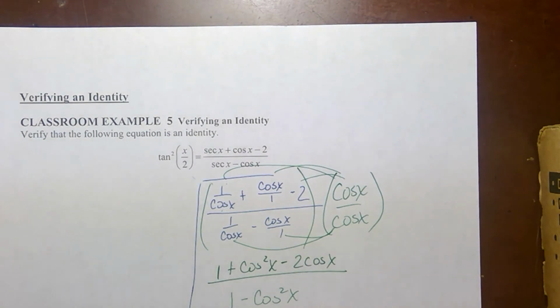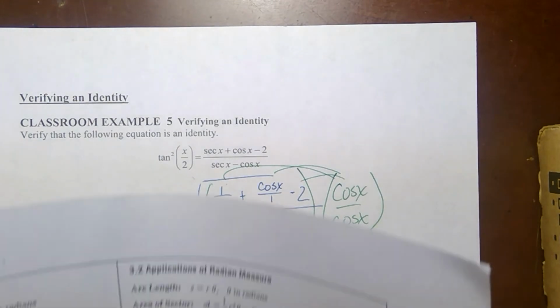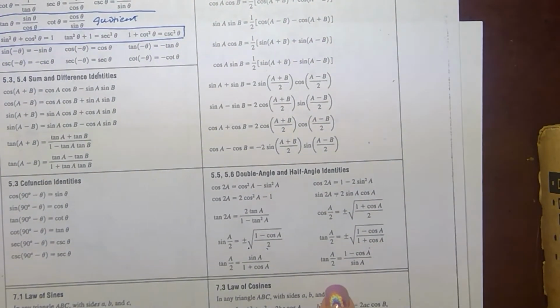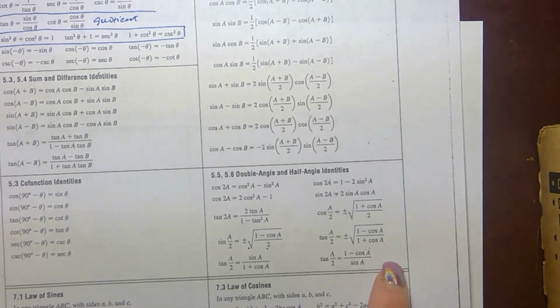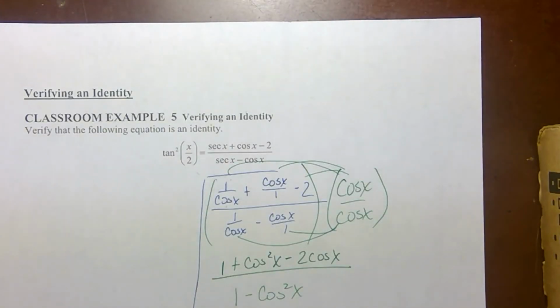That doesn't look exactly like it, but I know that this is a difference of squares. And if I look back at my double angle identities, I see that I've got 1 minus cosine A, 1 plus cosine A, over 2. So I want those factors. I want to get those factors.